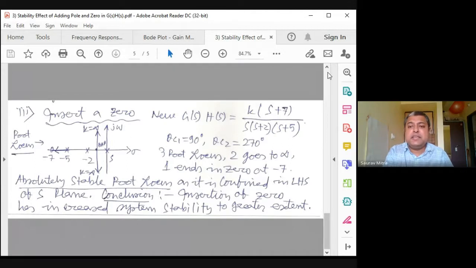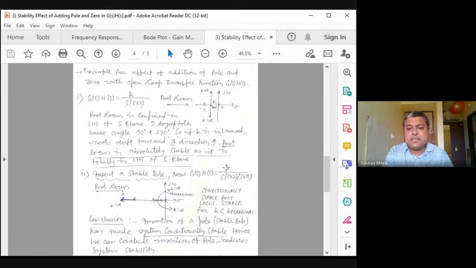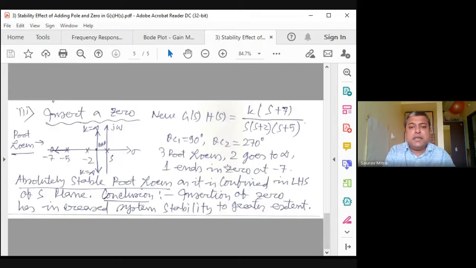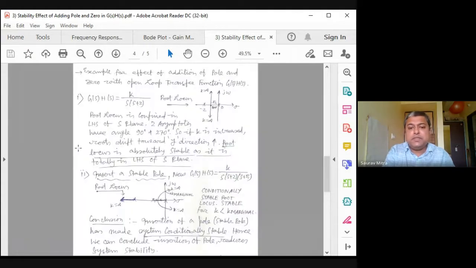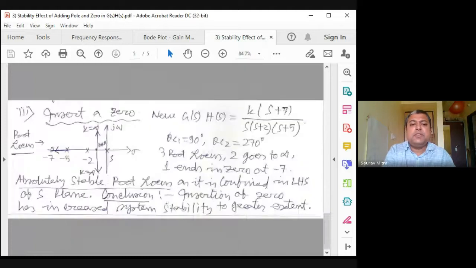As soon as you are inserting a 0 in the third system, so the third system is k by s into s plus 5. Here, if you are inserting a 0, again at s plus 7, you'll be finding that again the root locus is actually shifting. So this was actually conditionally stable. As soon as you are adding a 0, you'll be finding that the root locus will shift into the left hand side.